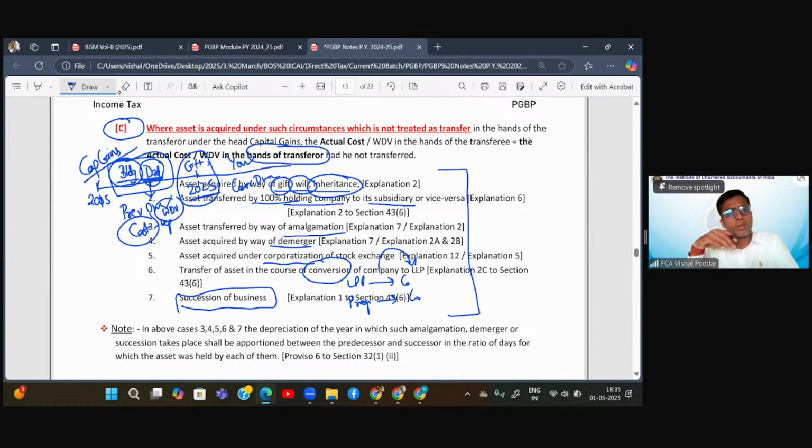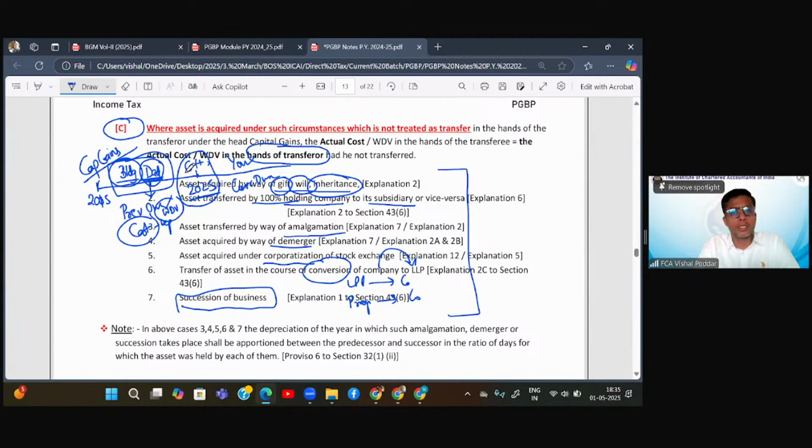I'm using the word previous owner because the same thing you'll find in capital gain. So you should not feel that you are studying something different. The same provision applies in capital gain also, because when you sell this asset in future, you have to compute your capital gain or loss. For that, what is your cost? Because you may have got the asset free. So they are saying in all these scenarios, for you, the cost will be the cost of your previous owner.